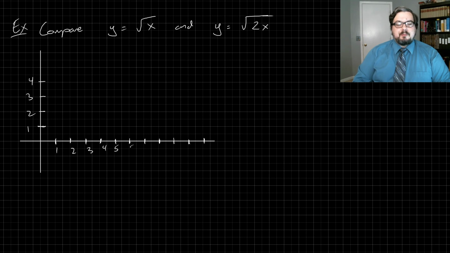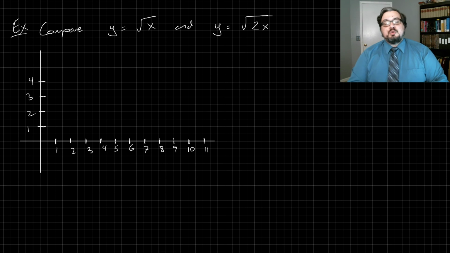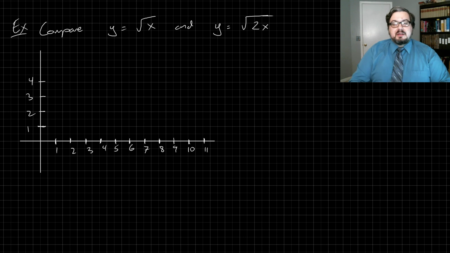So here the change that I've made is I've multiplied 2 on the inside of this function. Instead of the square root of x, I now have the square root of 2x. I've applied the multiplication by 2 before the square root. Now, again, I'll use red for the basic y equals square root of x function, which we know contains the points 0, 0, 1, 1, 4, 2, and 9, 3.